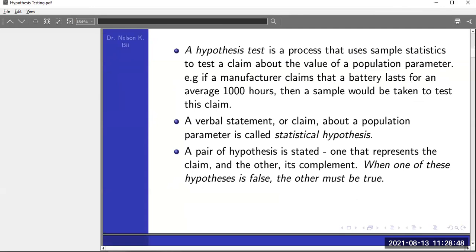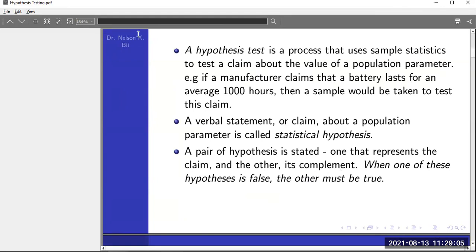So we normally state the hypothesis in twos. There is one which is called the null hypothesis. The other one is called the alternative hypothesis. So one represents the claim. The other one is the complement of the claim.